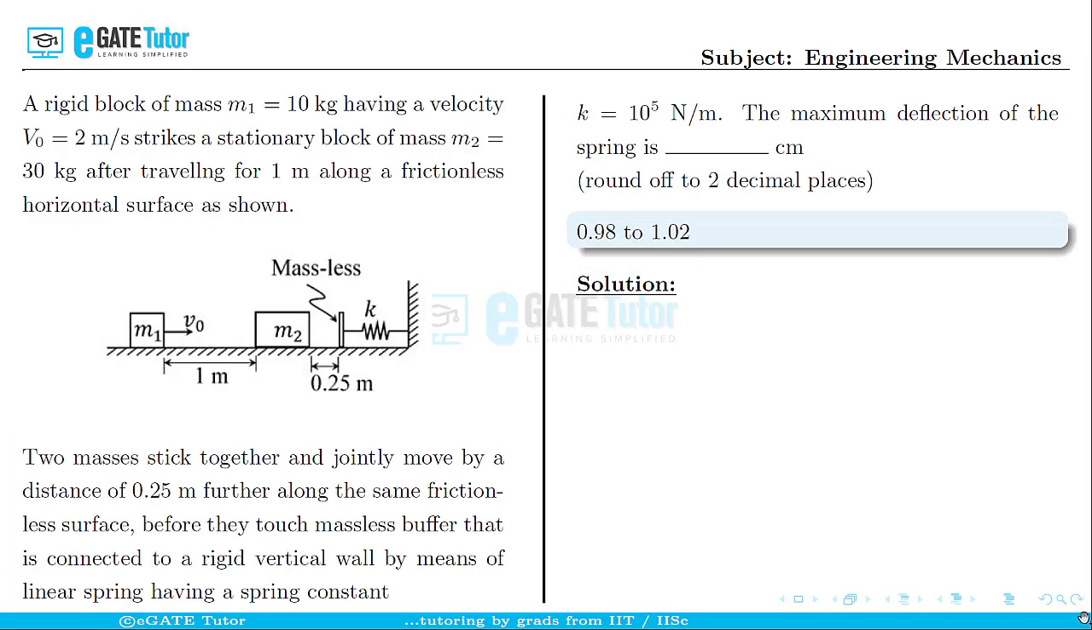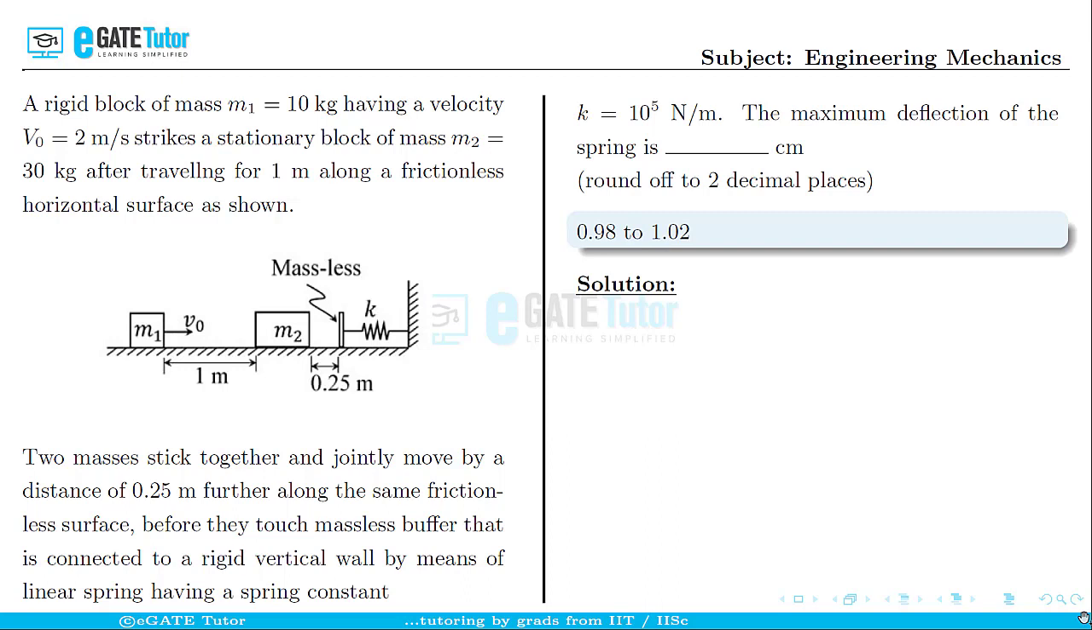The next question is from engineering mechanics for 2 marks. A rigid block of mass m1 = 10 kg having a velocity v0 = 2 meters per second strikes a stationary block of mass m2 = 30 kg after traveling for 1 meter along a frictionless horizontal surface as shown.